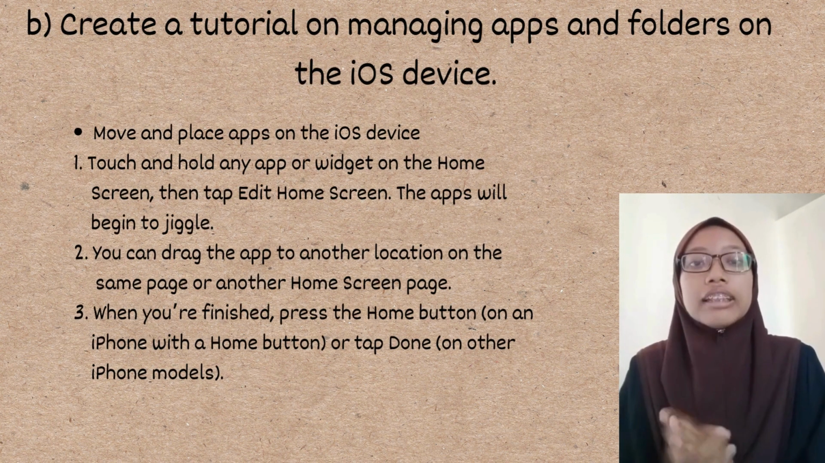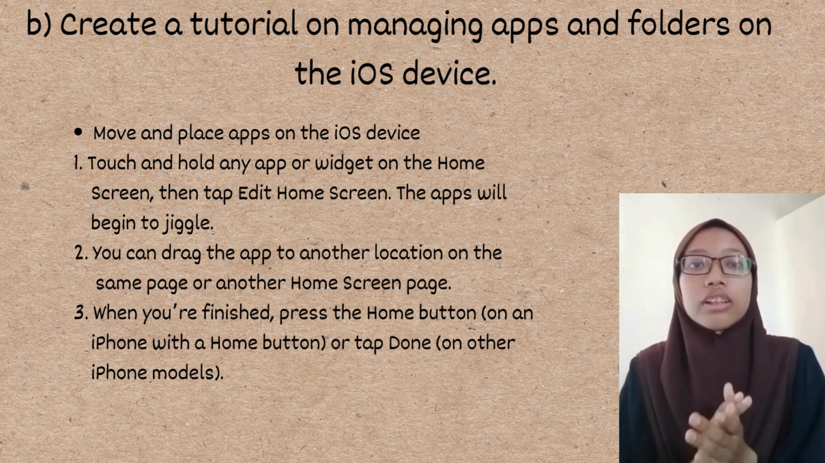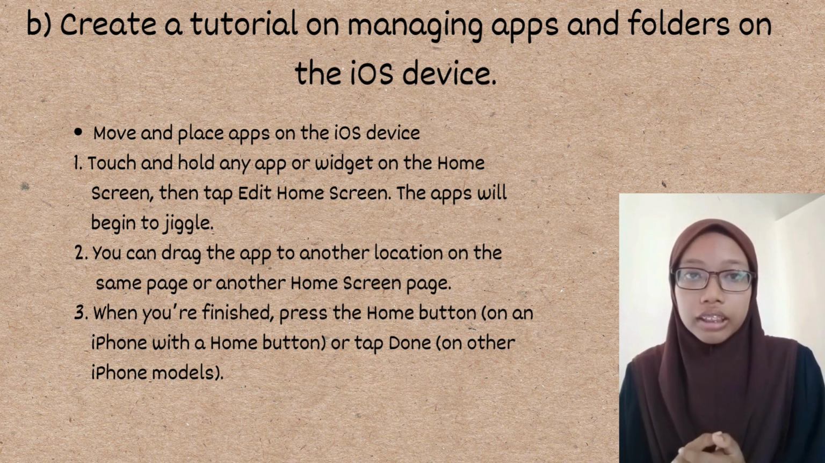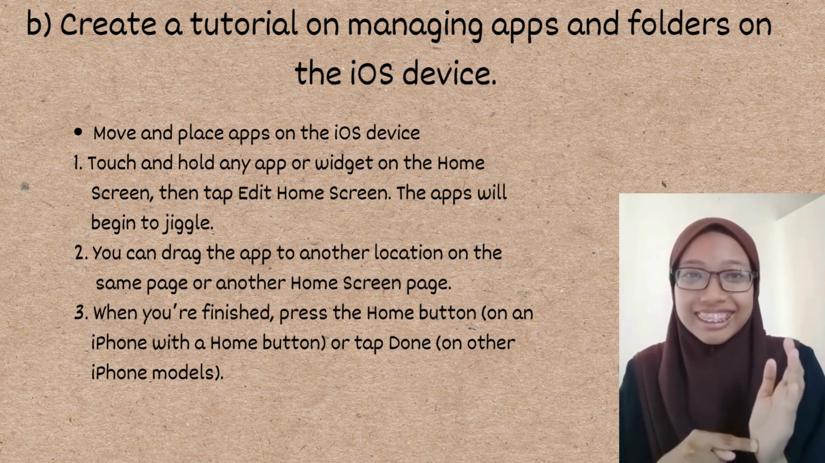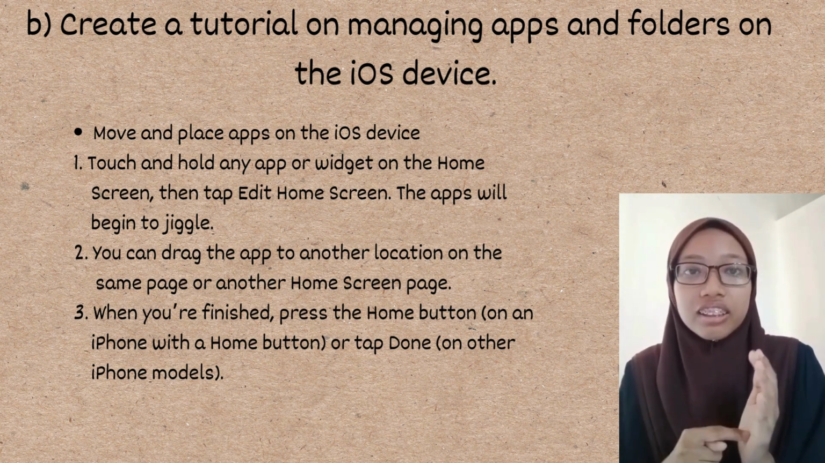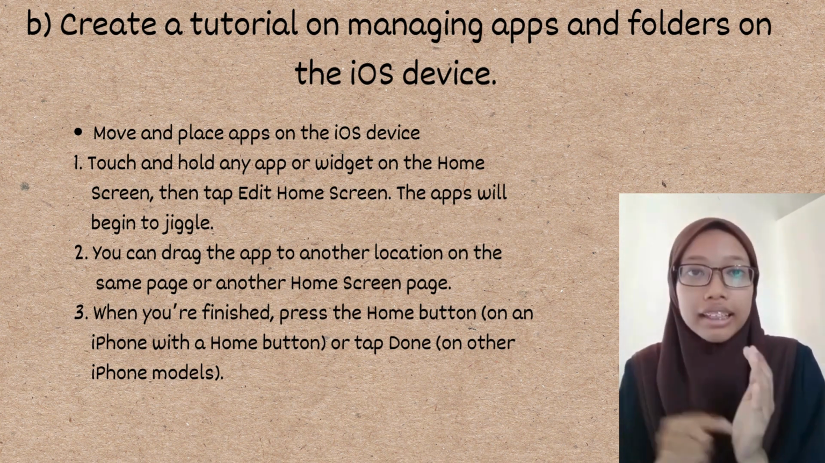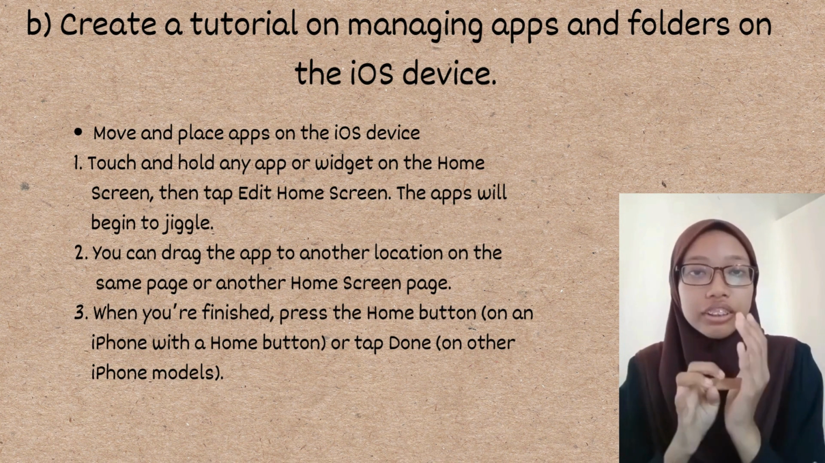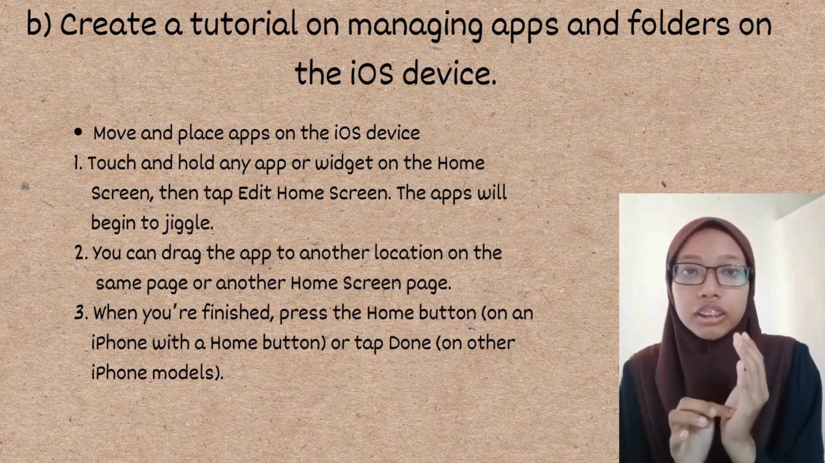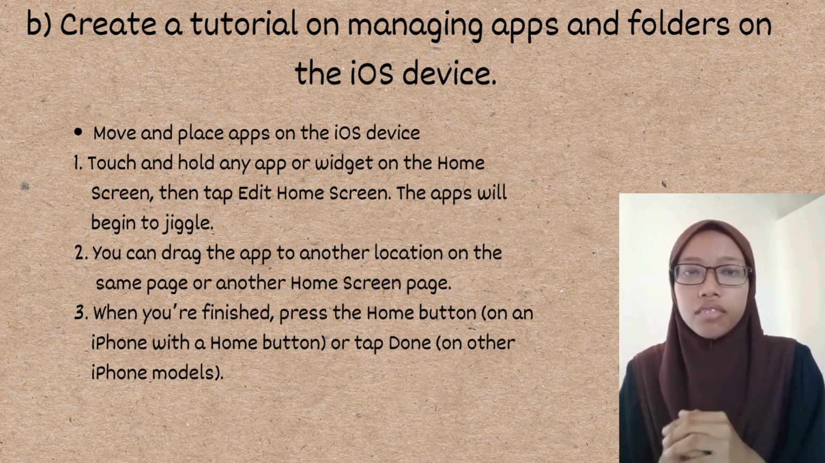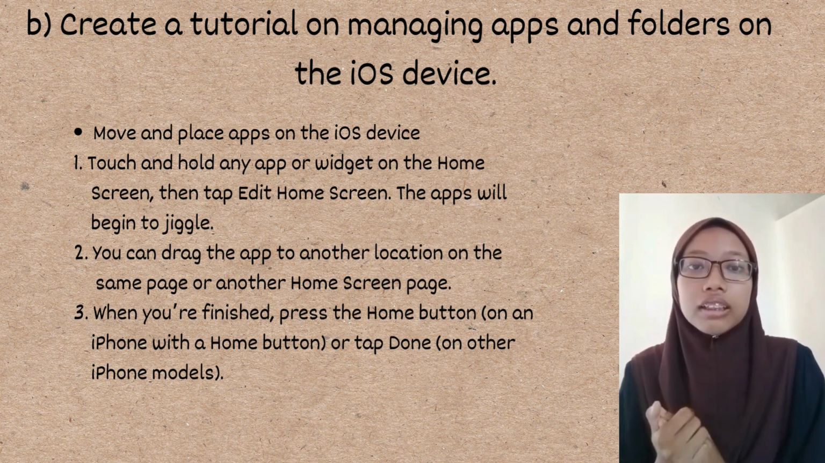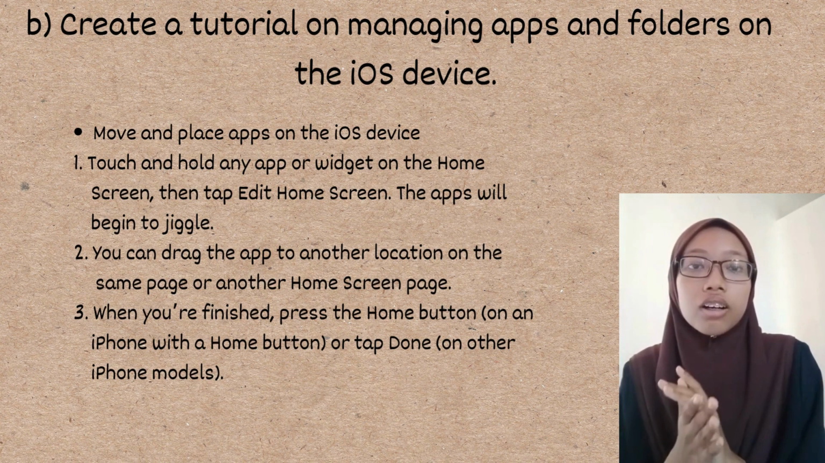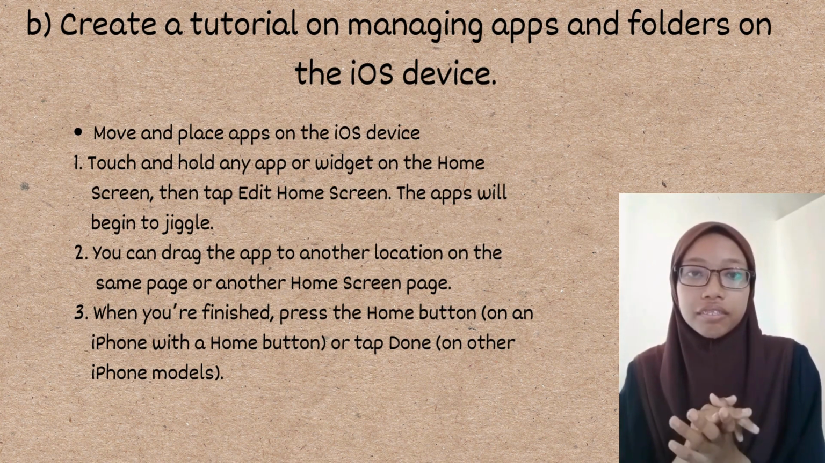Now, let's move on and see how to manage apps and folders on the iOS device. If you want to move and place apps on the iOS device, first touch and hold any app on the home screen and then tap Edit Home Screen. The apps will begin to jiggle. You can drag the apps to another location on the same page or another home screen page. When you're finished, press the home button if you have an iPhone with a home button, or tap Done if you have other iPhone models.